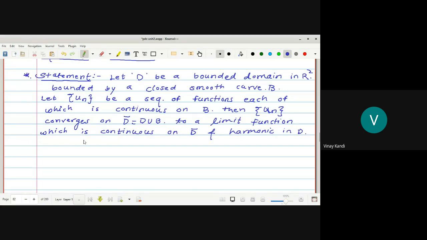What does the theorem say? Let D be the bounded domain in R2. Suppose this is the bounded domain D, which is a subset of R2, bounded by the closed smooth curve B. This is the boundary region B. And let un be the sequence of functions, each of which is continuous. What is this un? A sequence of functions, meaning u1, u2, u3. Okay, on what is it defined?